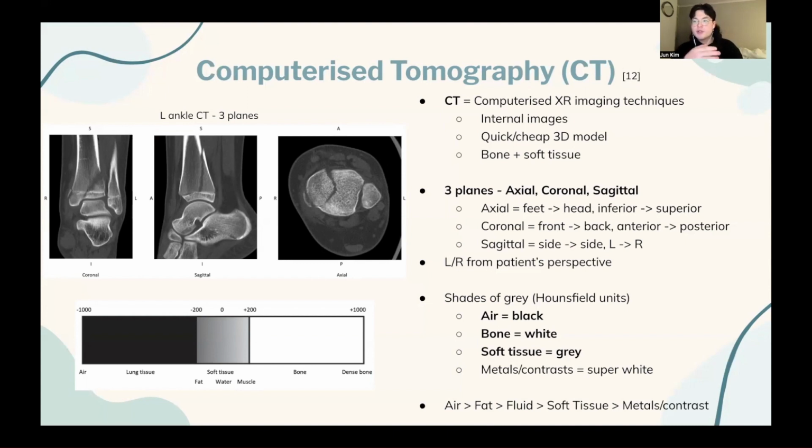Coronal goes from the front to back. Sagittal goes from side to side. The left and right side is always from the patient's perspective. Images are based on radio density measured in Hounsfield units.